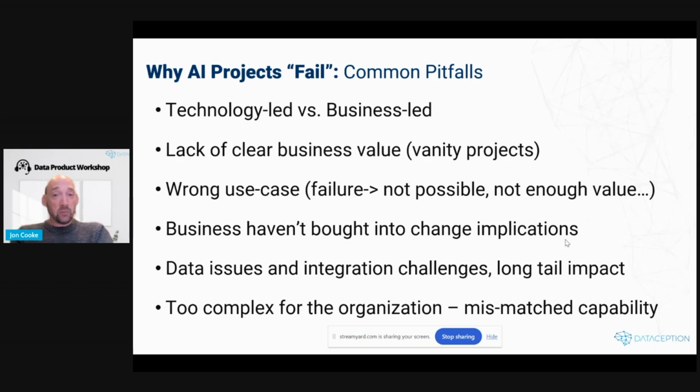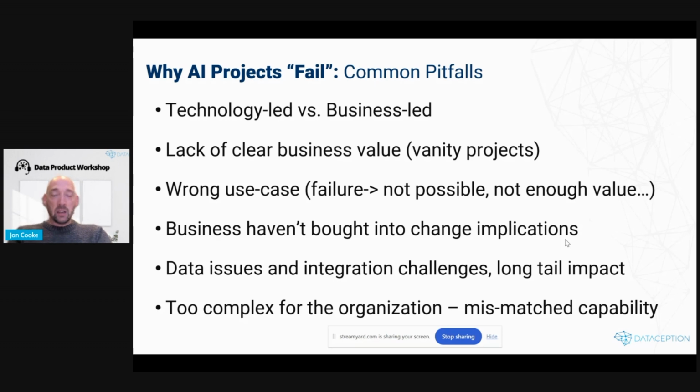And if you're taking a business first approach, you need clear business value. Again, we see a lot of what we call vanity projects, where AI is used to play and have fun, which is great for learning but not really good for driving value. We also see the wrong use cases being used. Things fail because they aren't possible. We try to build this wonderful AI tool, but we can't do it because we don't have enough of the capability or the data. Or it's the wrong value: we built a really great thing, but it doesn't add a lot of value to the business at all.